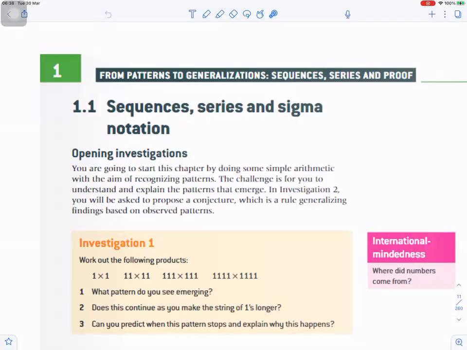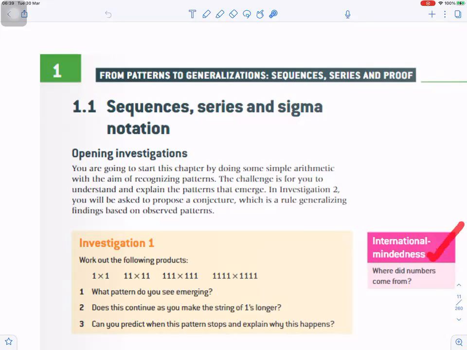Sequences, series, and sigma notation. Let's look at investigation number 1. Work out the following products. 1 times 1, you get 1. 11 times 11, you get 121. And you multiply this using your calculator. What pattern do you see emerging? Does this continue as you make the string of ones longer? You can do the next one, multiply 5 of the ones, and you carry on. Can you predict when this pattern stops and explain why this happens? Those are things you would look at and try with your calculator, and it helps your thinking.